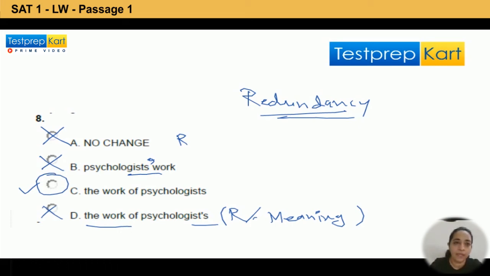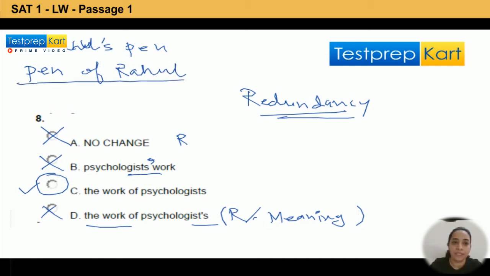Note, if I'm saying Rahul's pen, right? That means the pen that belongs to Rahul, or pen of Rahul, which sounds a little awkward, but this is correct. Pen of Rahul. But what are D and A doing? Saying pen of Rahul's, right? This is wrong. We are showing possession here also and then here also.